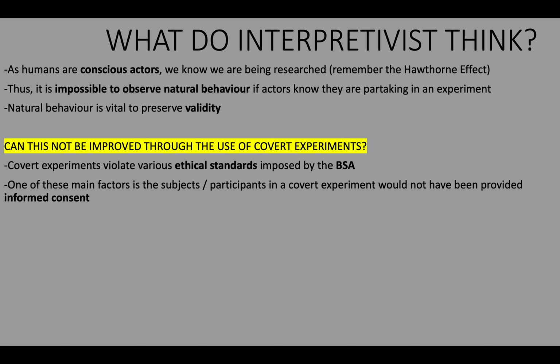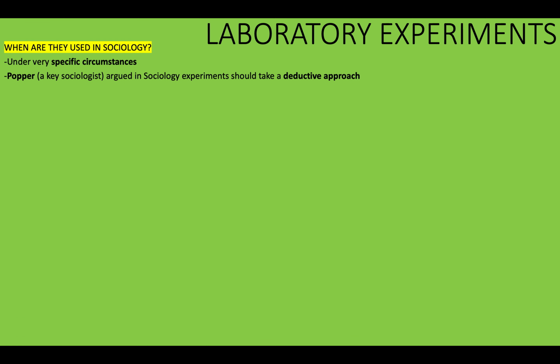Now, obviously the background's changed, so we're going to start looking at laboratory experiments in depth. When are they used in sociology? Only in very specific circumstances are laboratory experiments used. Now, Popper is a key sociologist, and he argued that in sociology, whenever experiments are used, they should take what's known as a deductive approach.